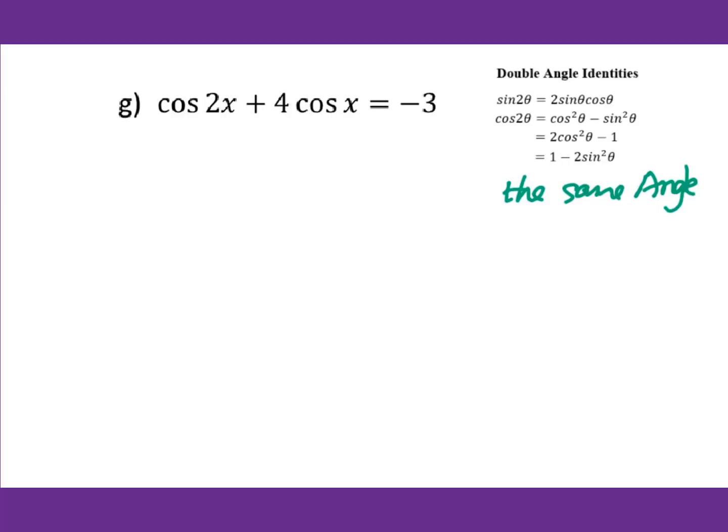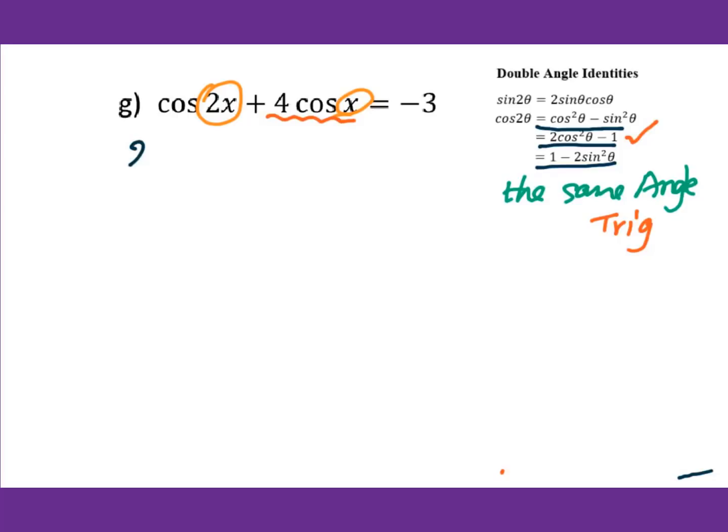We know that for x and 2x, they are not the same angle. Therefore, you need to change 2x into x. For cosine 2 theta, we have 3 formulas for you to change. But which one is best? Always make sure we have the same trig when you solve the trig equation. Since we already have a cosine x in the equation, therefore we choose the second formula to use.